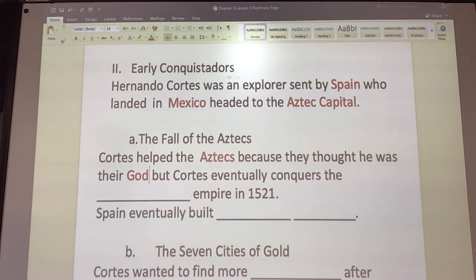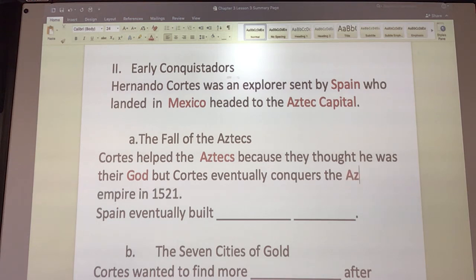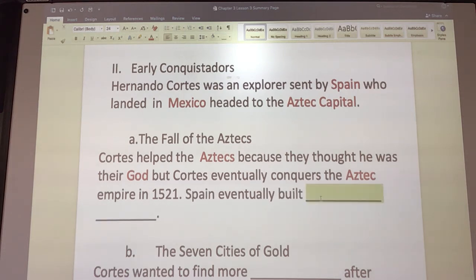Okay, so hang on. Cortez helped the Aztecs because they thought he was their god, but Cortez eventually conquers the... What goes in there, Adam? Aztecs. Yep, Aztec. There we go. Empire. In 1521, what does Spain build? They end up building what? Mexico City. Yeah. They build Mexico City now.